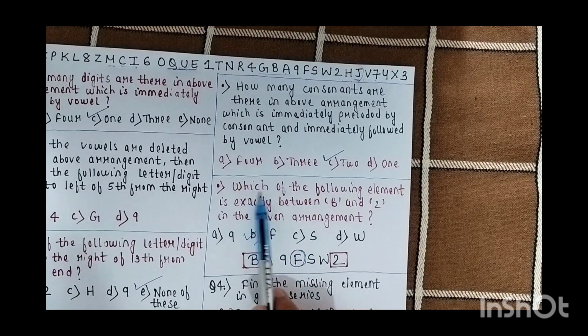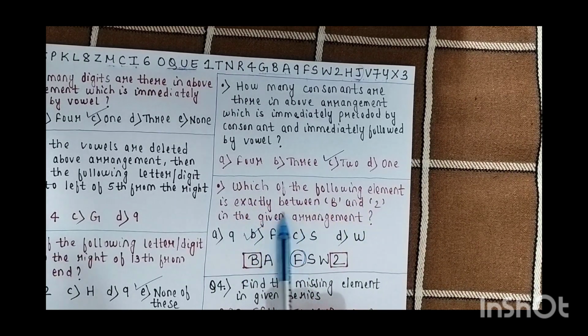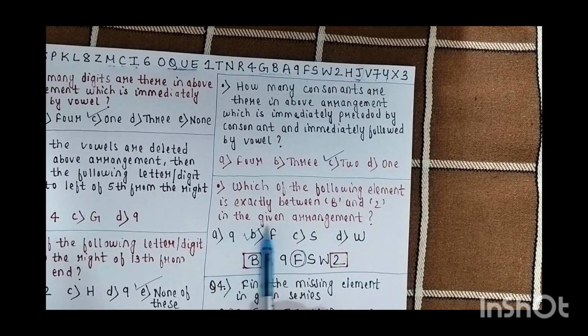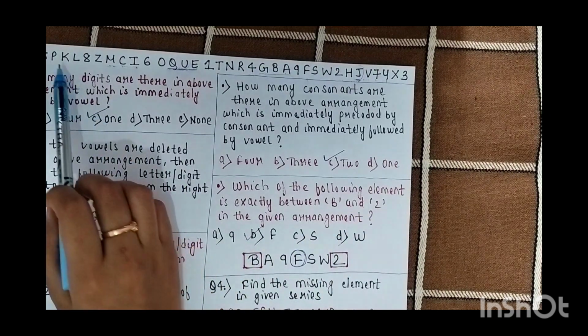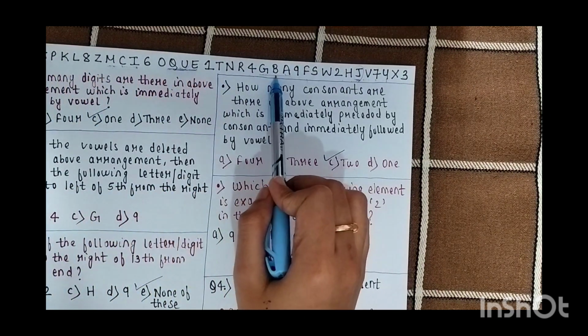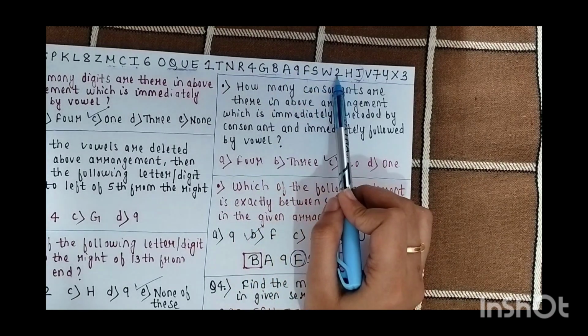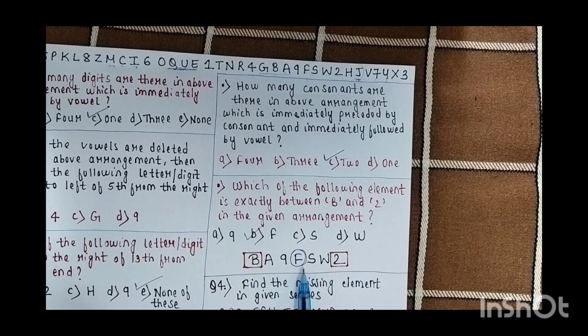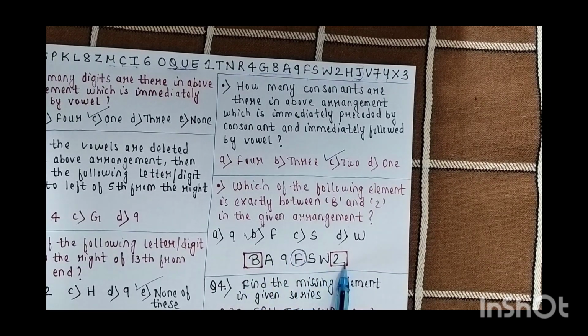Next, which of the following element is exactly between B and 2 in the given arrangement? So where you can see B here, here is B, correct? And here is 2. So just write that part below here. Whatever is there, B, A, 9, F, S, W, 2 is given. So they have asked what is exactly between B and 2, correct? So exactly between B and 2 is F.